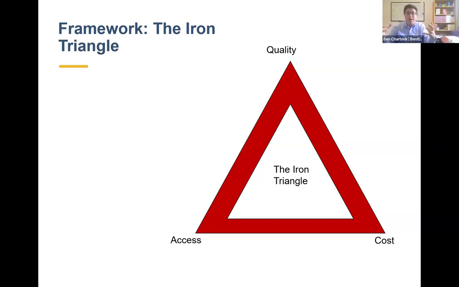You can have a high quality system with a lot of access to everyone, but it's going to be very costly. Or you can have a low cost system with a lot of quality, but it's going to be not accessible to everyone. And so thinking about how to expand this triangle rather than just one of these points alone is the way that I, as an economist, think about the fundamental questions of healthcare.